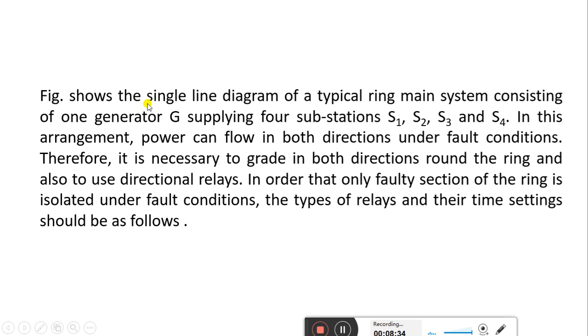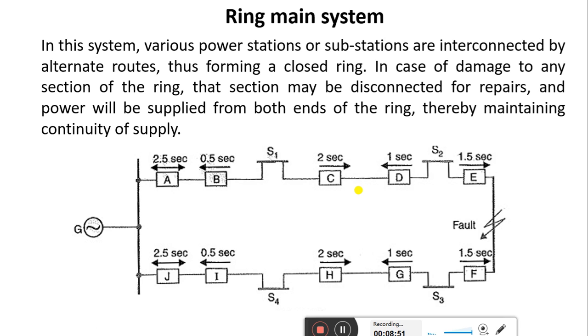As the figure shows, this is a single line diagram of a typical ring main system consisting of one generator G supplying four substations S1, S2, S3 and S4. I have discussed this previously. So these are the four substations, and all four are getting supply from only a single generator.